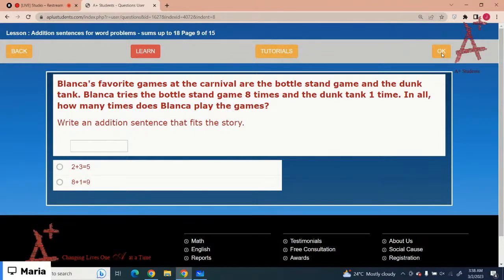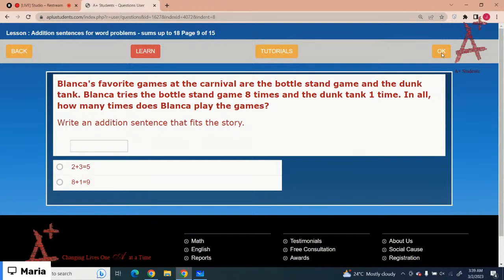Okay, the next one is Blanca's favorite games at the carnival are the bottle stand game and the dunk tank. Blanca tries the bottle stand game 8 times and the dunk tank 1 time. In all, how many times does Blanca play the game? So you need to calculate the total number of times she played the game. So which is the correct option? Option 1 or option 2?